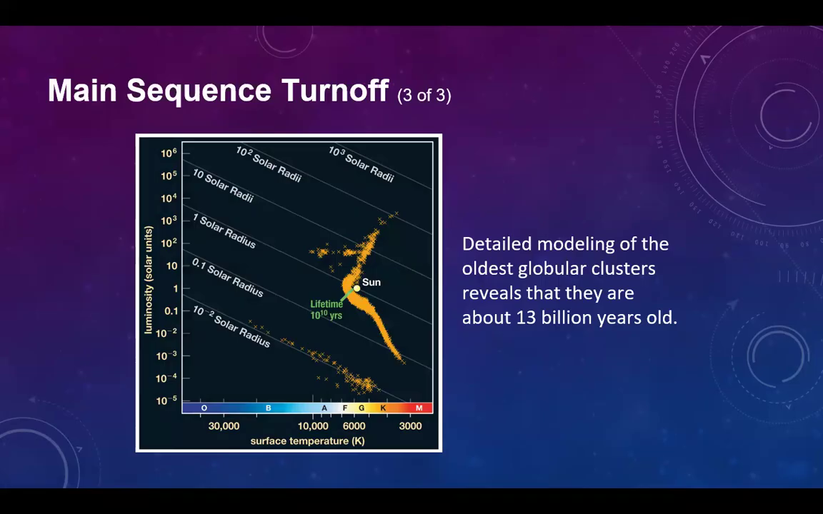So detailed modeling of the very oldest globular clusters we can identify reveals that they're about 13 billion years old. That gives us a lower limit on the age of the universe. And our understanding from other methods of figuring out the universe is about 13.6, 13.7 billion years old. So by looking at the oldest globular clusters, we can get an idea about how long it took for stars to start forming, basically.